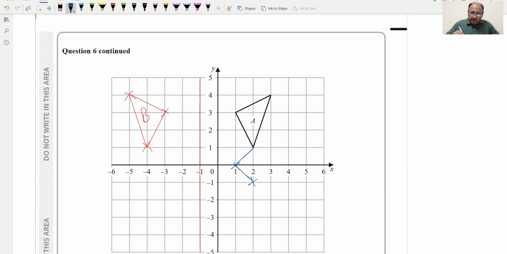And the next point we can take over here. The third point which we can take is this one. You can use tracing paper also to rotate this 90 degrees clockwise, and you will get this triangle. Hopefully you are understanding each and everything, and this triangle we have to label as C.